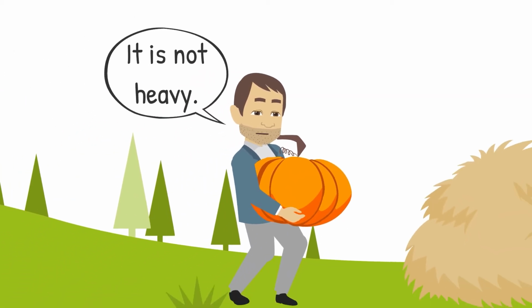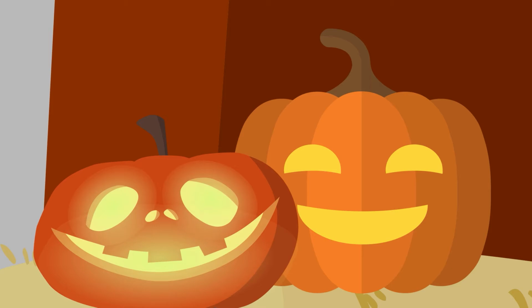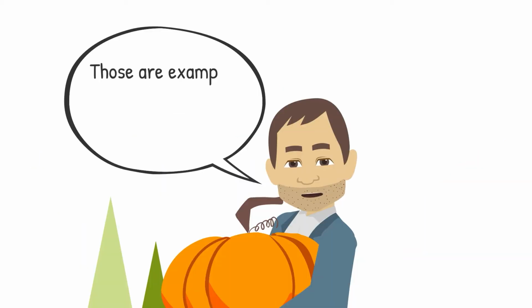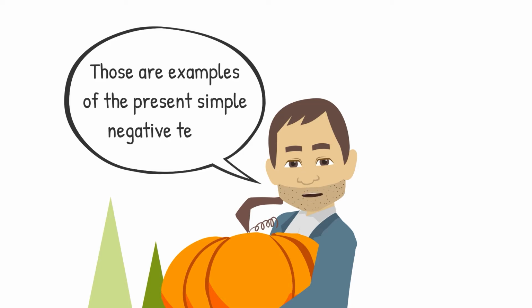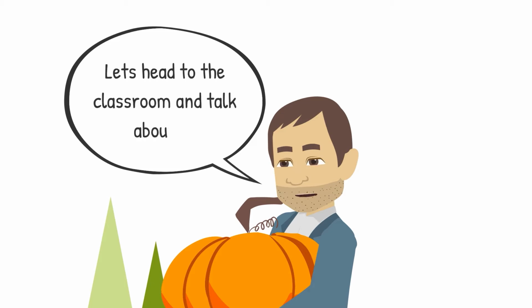It is not heavy. It is not small. Look, jack-o'-lanterns. They are not scary. Those are examples of the present simple negative tense. But what is present simple negative tense? Let's head to the classroom and talk about it.